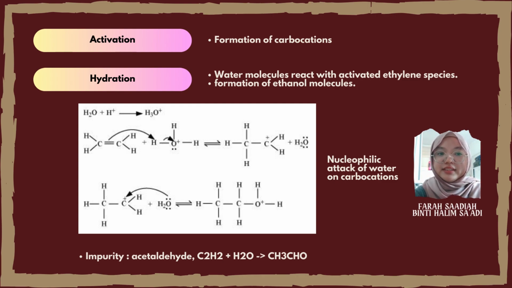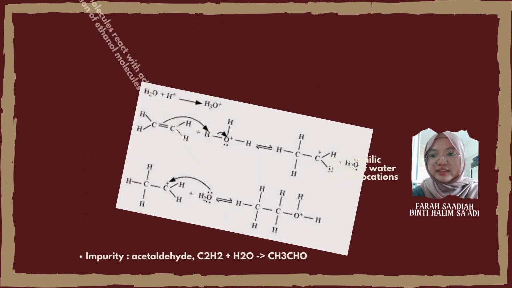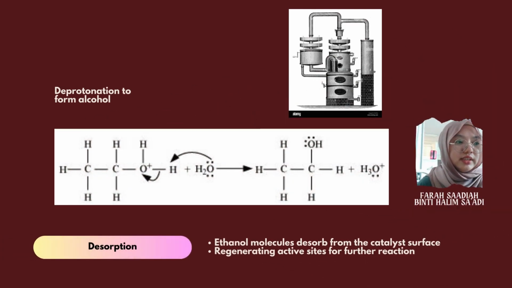The impurity present in ethylene is mainly acetylene. This will also participate and react to produce acetaldehyde. Lastly is the desorption. Ethanol molecules dissolve from the catalyst surface, regenerating the active site for further reaction. So this is the deprotonation to form the alcohol.